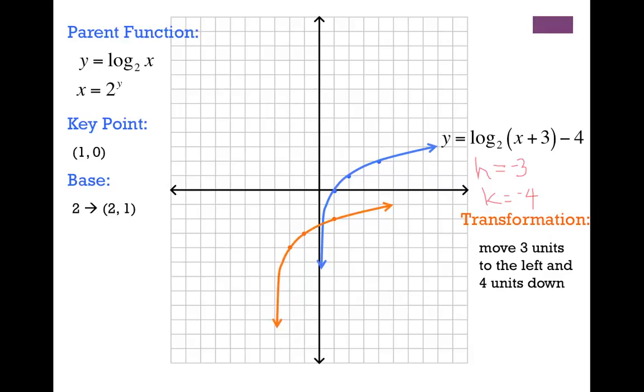And again, remember that because I do have an h value, not only did every point get moved 3 to the left, but so did my asymptote line. So because of that, I now know that the domain for this should be x greater than -3, and the range should be all real numbers.